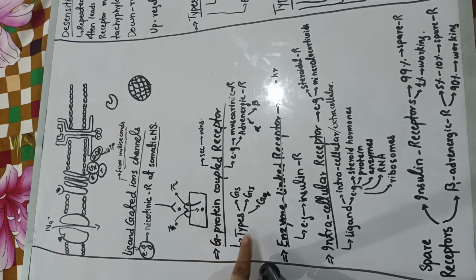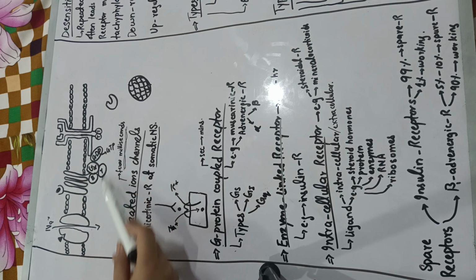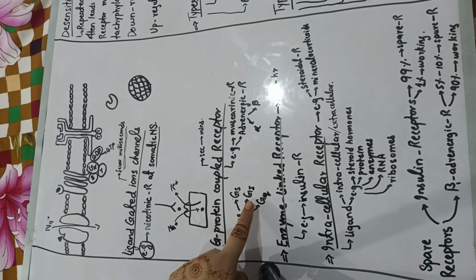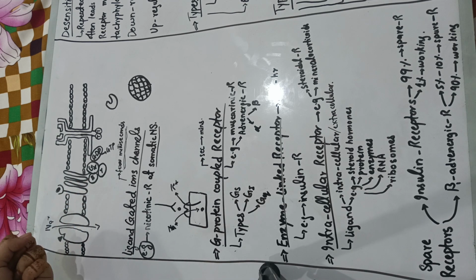Now there are three types of G protein: GS, GI, and GQ. GS means G stimulatory. This kind of protein, when attached, will stimulate a particular action. Let's suppose this cell is responsible for the increase in heart rate. Whenever the ligand is attached with the GS, it will activate and increase the heart rate. The second type of G protein is GI. Whenever GI attaches, it will decrease the response, that is, it will decrease your heart rate.